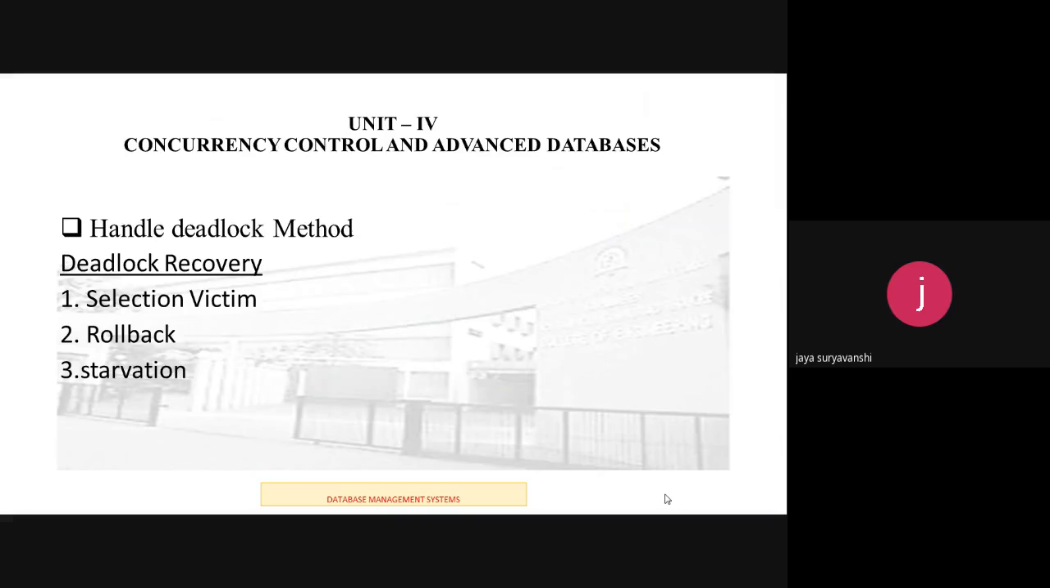Deadlock recovery: when the deadlock is detected by the system, the only remaining situation is recovery from the deadlock. The best way of recovery is the rollback operation. We have listed some deadlock recovery methods: the selection of the victim, rollback, and starvation. One by one we will cover these.